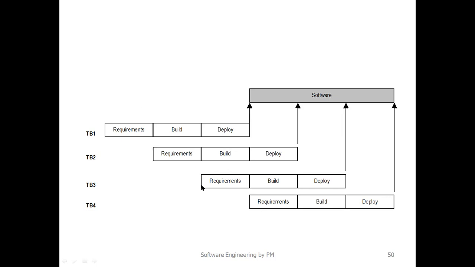The same team is performing the requirement activity of the third time box. So the same team is performing requirement activities in all the time boxes, like the same team will do the build activity in all the time boxes. The same team will do the deployment in time box 2, time box 3, and time box 4. That is in contrast with our iterative model.